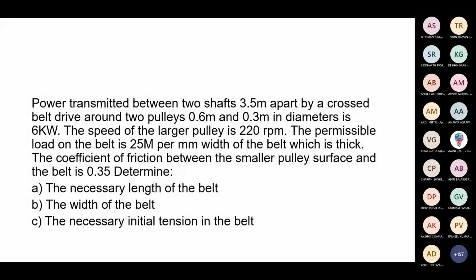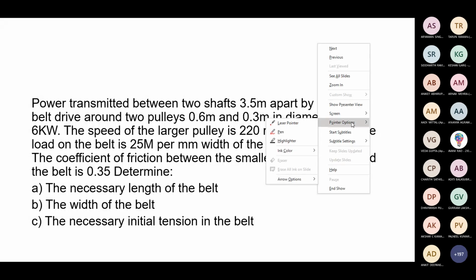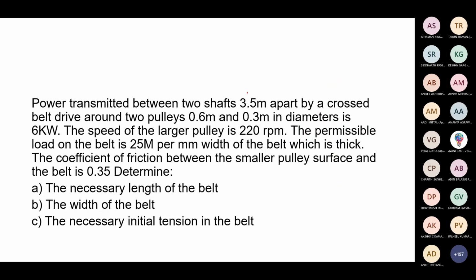Power transmitted between two shafts 3.5 meters apart. This is X value, by a crossed belt drive. So here the equations are different. If you're aware of that, you won't find any difficulty. Cross belt around two pulleys. The diameters D1 and D2 are given. Power is given. Speed of larger pulley is given. Here we have to do 5 plus 2 into 3. That's the only difference. Otherwise, it is just specification of belt and initial tension you are supposed to find out.